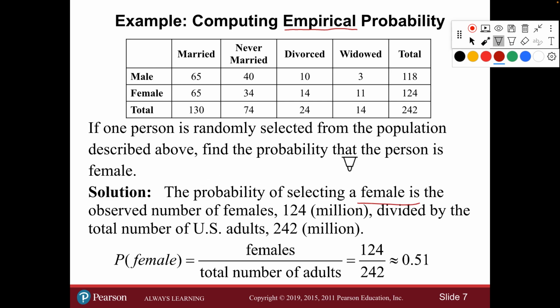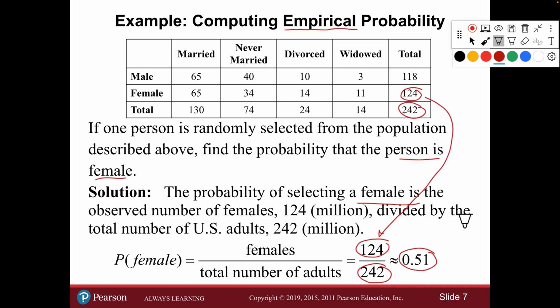What would be the probability of the event that a female is observed? Let's see, what are we trying to find? Find the probability that the person is a female. Well, that's here. There's all these different females. There's a total of 124 females out of how many people? A total of 242 people. So 124 goes there. That's the observance of females. This is the observance of all the people. 124 divided by that is about 0.51, rounded, 51%.